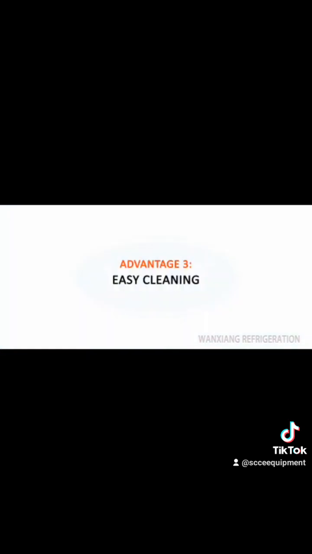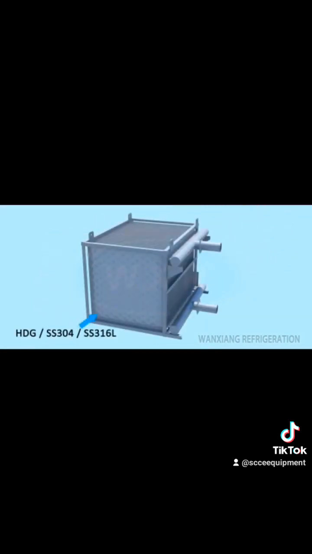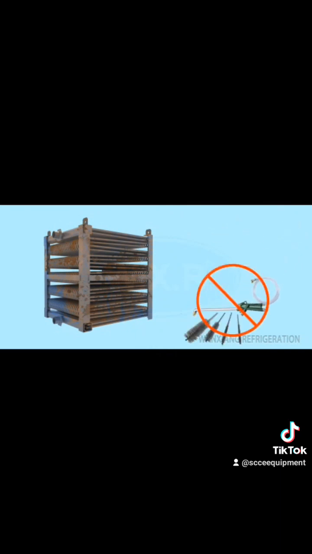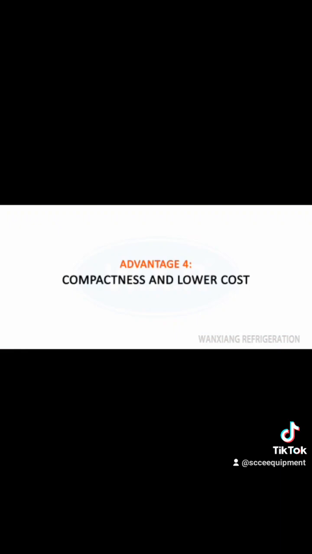Advantage 3. Easy cleaning. Due to adequate spacing between adjacent plate cassettes, each can be mechanically cleaned individually. Use of rust-proof material helps prolong the lifespan. On the other hand, tubular coils cannot be cleaned mechanically. The only way to clean the tube surface is by using harsh chemicals, which usually results in lowering the life expectancy.